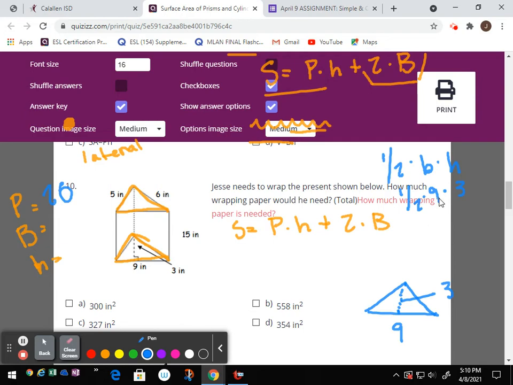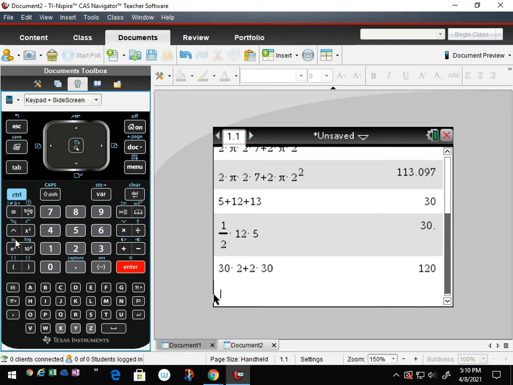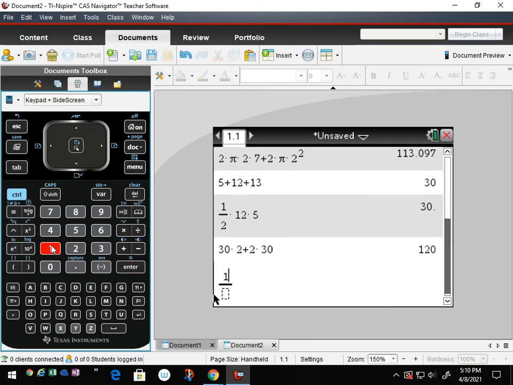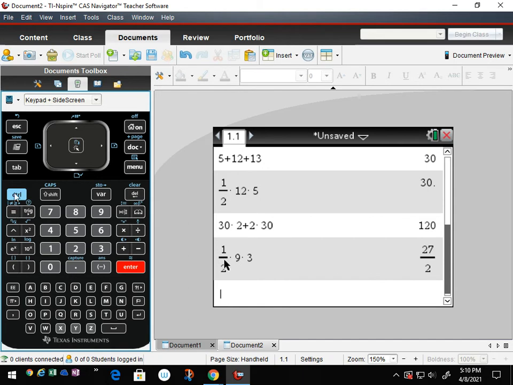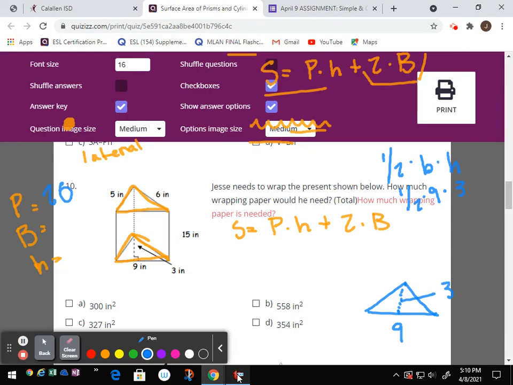So we have 1/2 times 9 times 3, and we get 13.5. So big B is 13.5. And then our height of our 3D image. If we have a base on the bottom, like we said earlier, and a base on top, how far away are they? They are 15 inches apart. So 15.